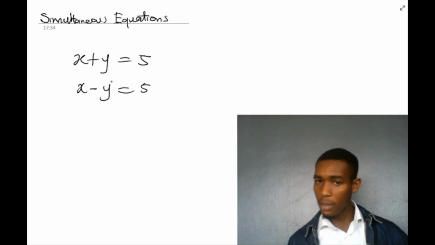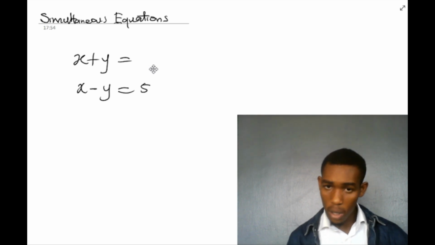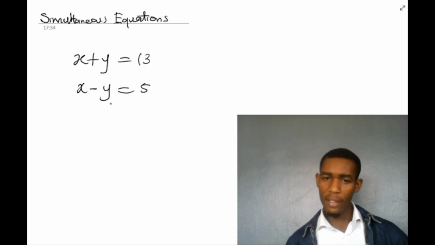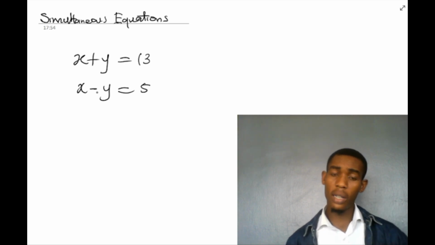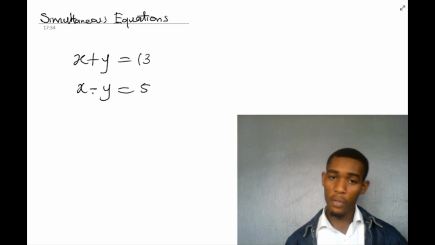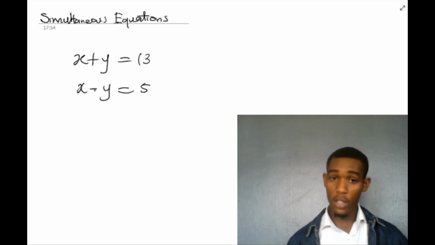I think I have to change this to say 13. So this should be equal to 13, and this should be equal to 5. So this is what is a simultaneous equation. Basically, simultaneous equations are two linear equations with two variables. You have to find each of them, and you do it concurrently. It's very interesting, and trust me, this video is going to make it as simple as possible.